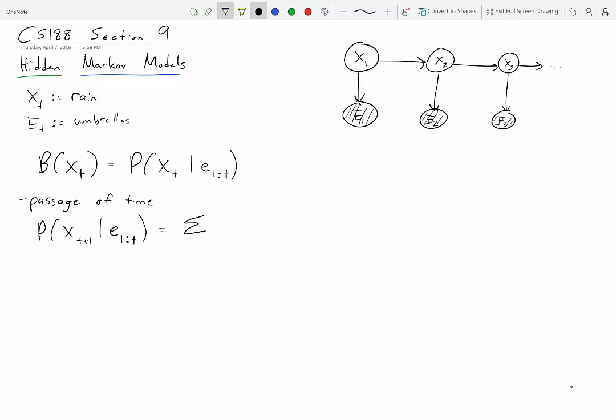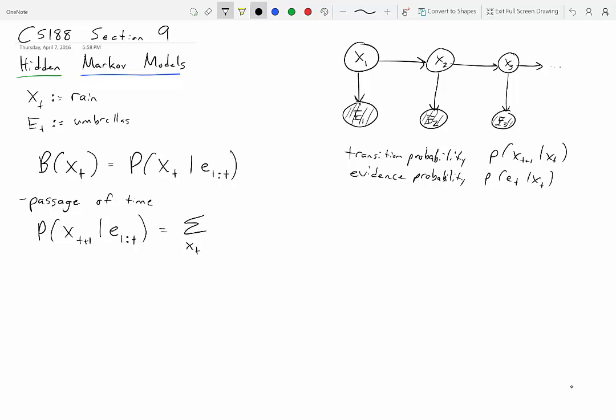So this equals the sum over xt of, first, we assume we know the transition probability. So we know the probability of xt plus 1 given xt. And we also assume we know the evidence probability, which is the probability of evidence et given the current state xt.